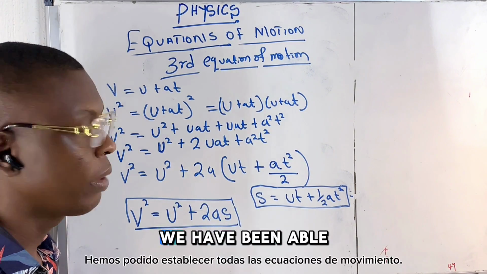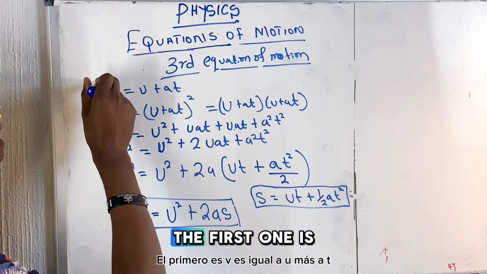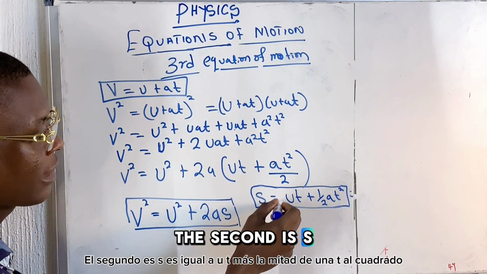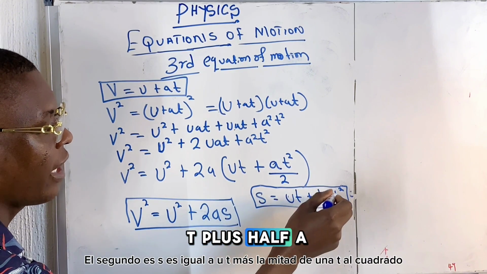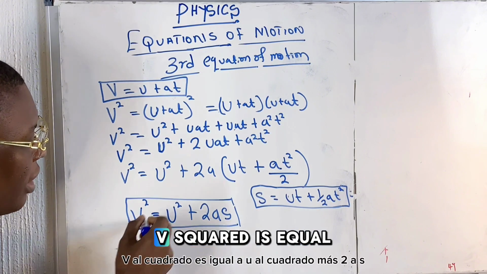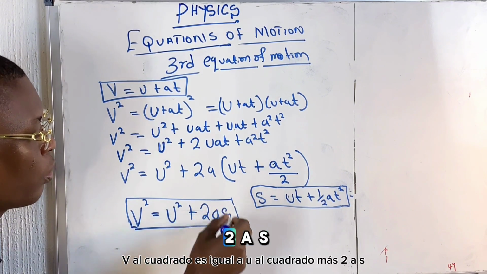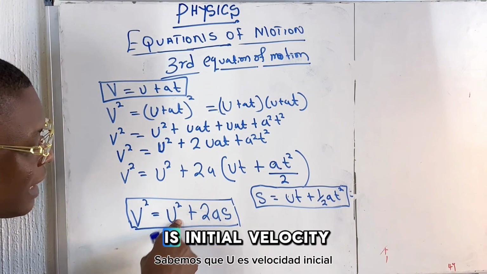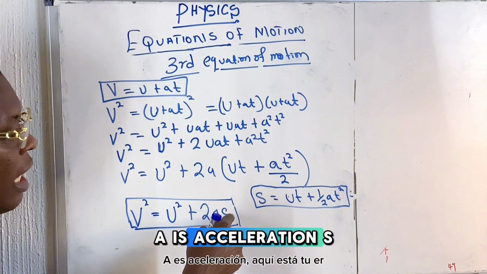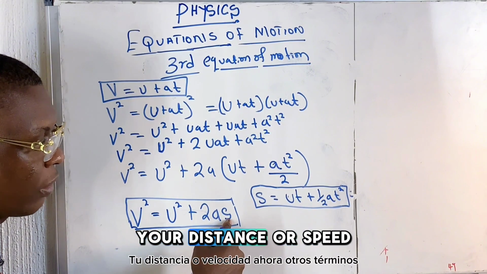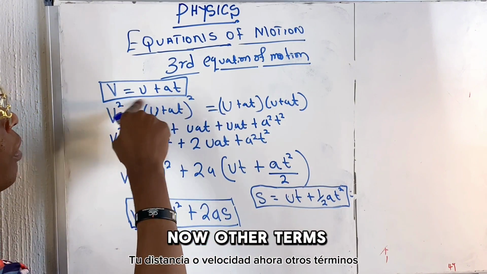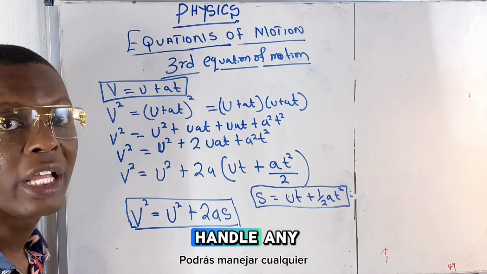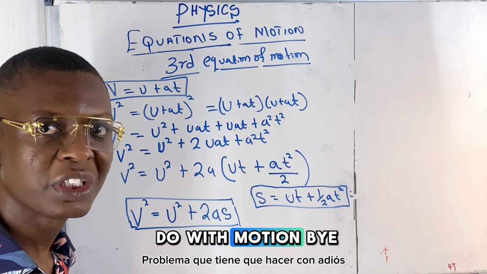So in this, we have been able to state all the equations of motion. The first one is V is equal to U plus AT. The second is S is equal to UT plus half AT squared. And the final is V squared is equal to U squared plus 2AS. We know that V is final velocity, U is initial velocity, A is acceleration, S here is your distance, and T is your time. And with this, you'll be able to handle any problem that has to do with motion.